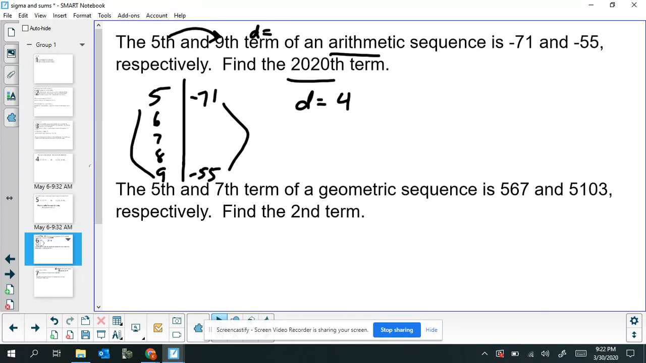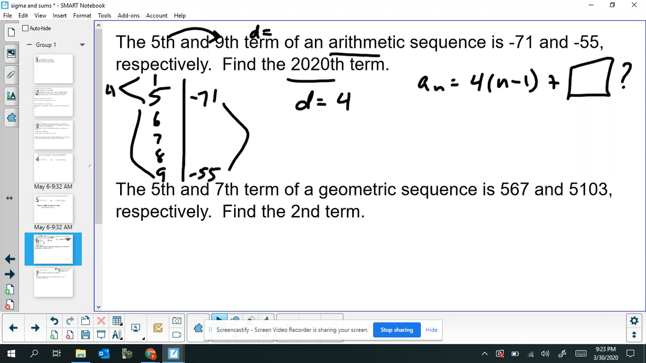So once we know that, then we can work with our general rule. A of n equals 4 times (n minus 1) plus some sort of starting amount, right? And we still don't know what that is, but we can go back in the table and imagine going back to 1. That's going back 4 steps again. 4 times 4 is 16. 16 down from -71 means that at the first term, it must have been -87. So -87, there we go, we got our rule.